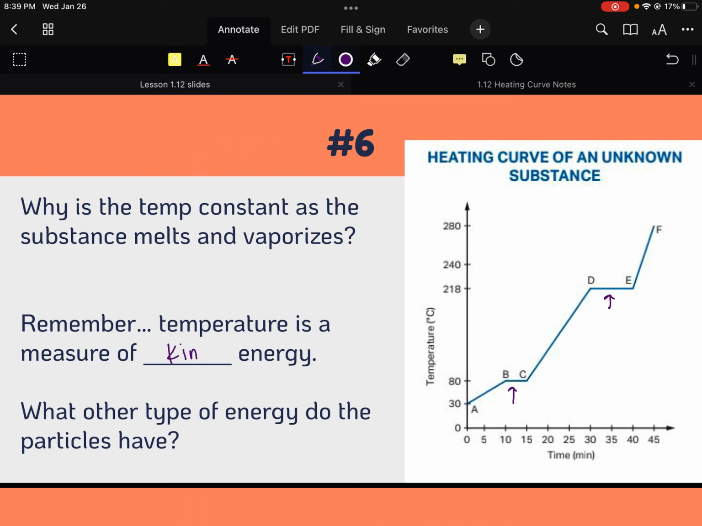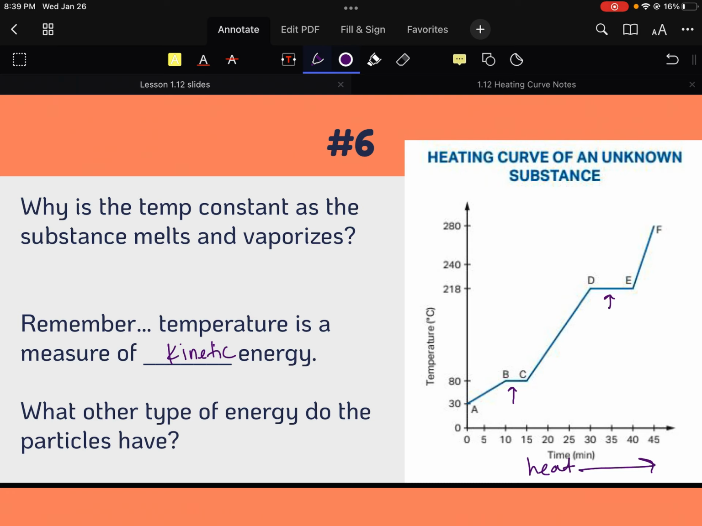So we already said how our temperature is a measure of kinetic energy, right? And so if I'm not gaining in kinetic energy here, because my temperature is staying the same, what's happening to all of this heat that's being applied to our particles? So remember, over time, we're still applying heat this entire time. So that heat has to be going somewhere. That energy has to be going somewhere. Okay, and that's what helps increase our potential energy.